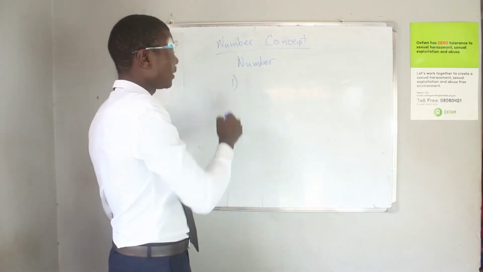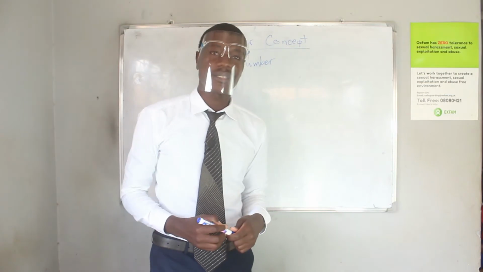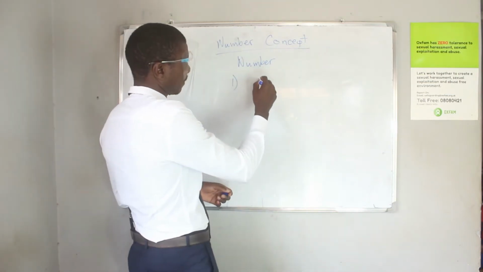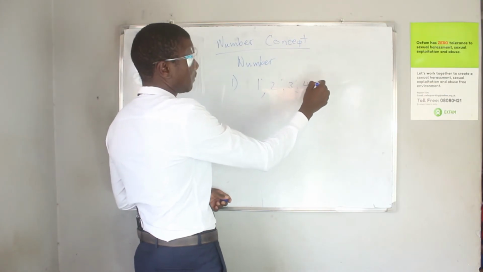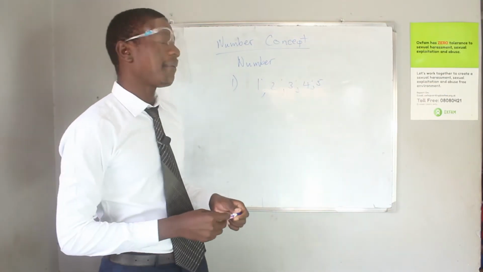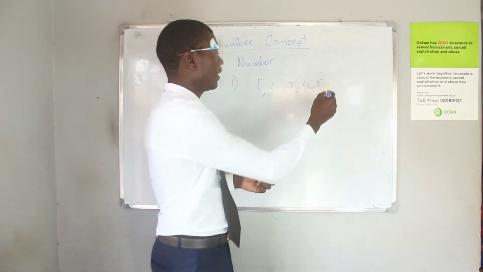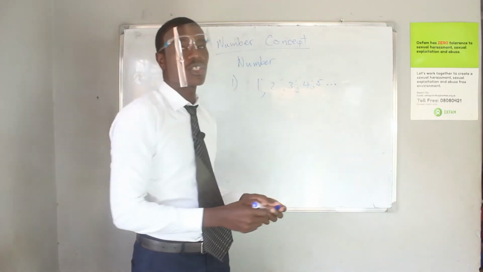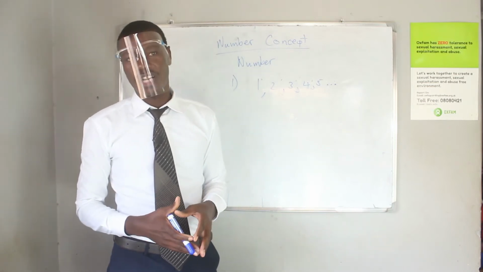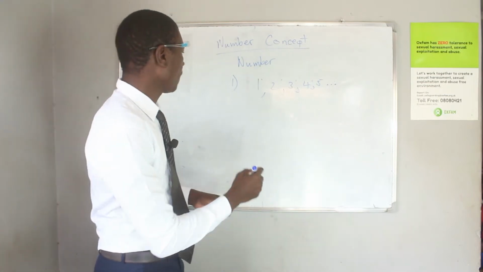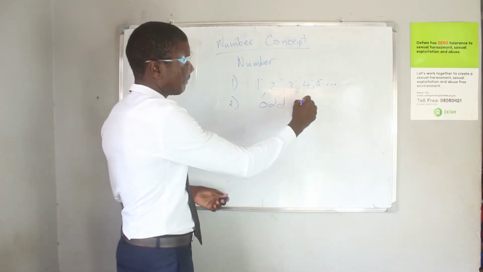The first one is natural numbers. What are natural numbers? All numbers that start from 1, 2, 3, 4, 5 up to infinity are said to be natural numbers. So negative numbers are not natural numbers. The second category, odd numbers.